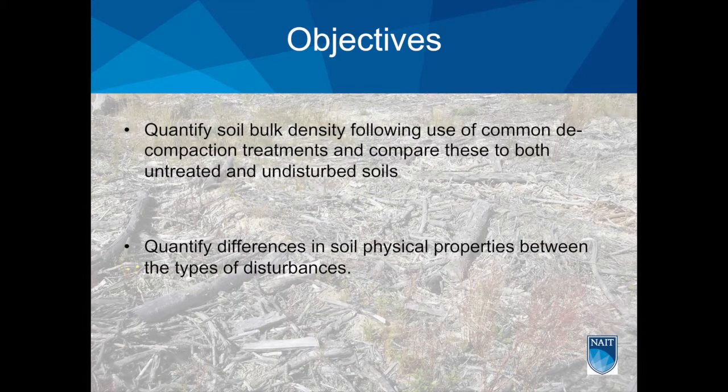So I have two objectives for this project. The first is to quantify soil bulk density following the use of common decompaction treatments, and compare these treatments to both untreated sites, so disturbed but had not been treated with any decompaction methods, as well as undisturbed soils. So these are natural forest soils. And I also wanted to quantify the differences in soil physical properties, or bulk density is what I focused on today, between these different types of disturbances.